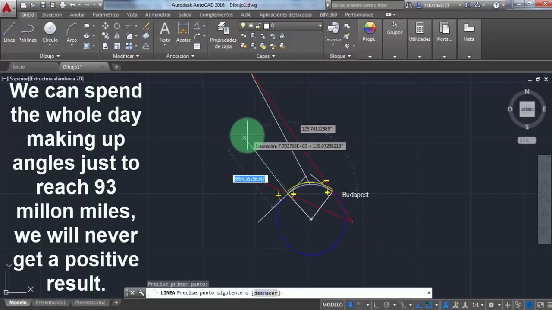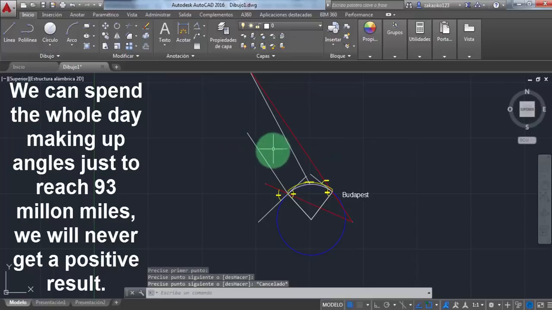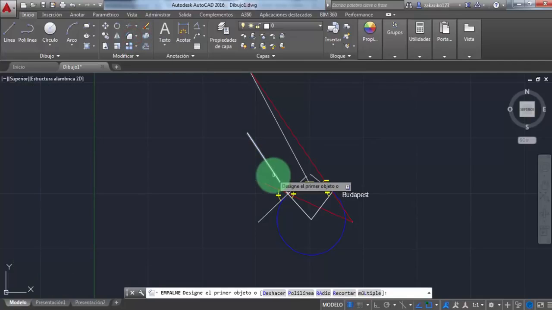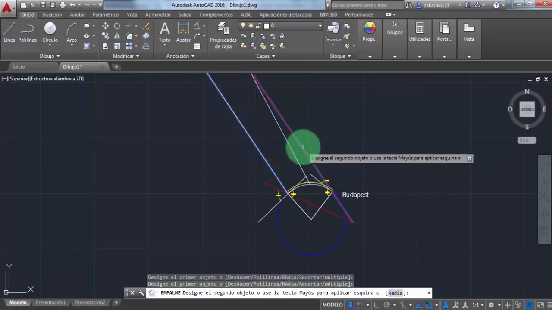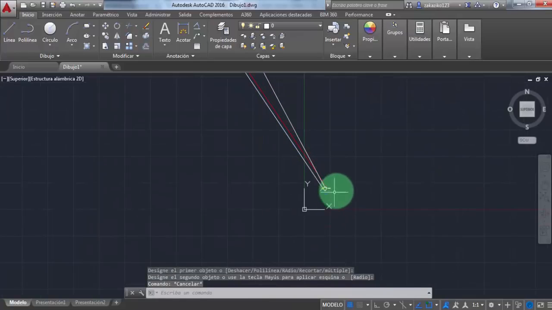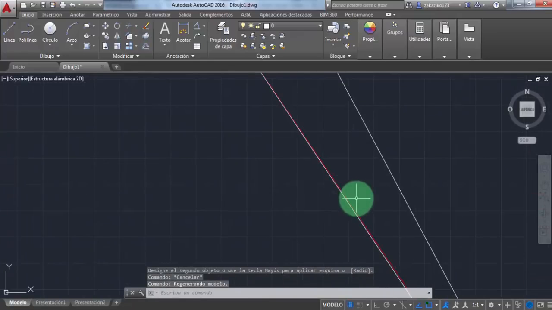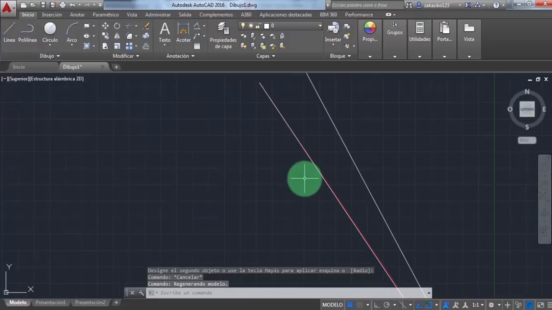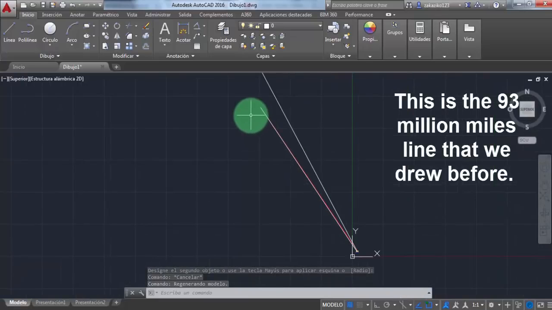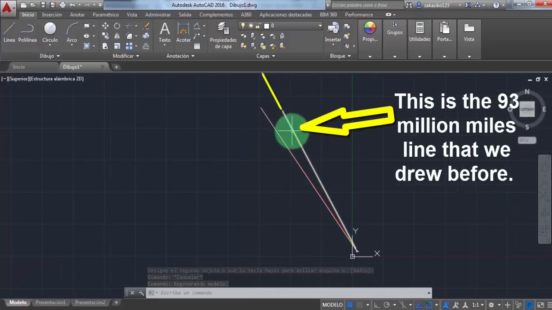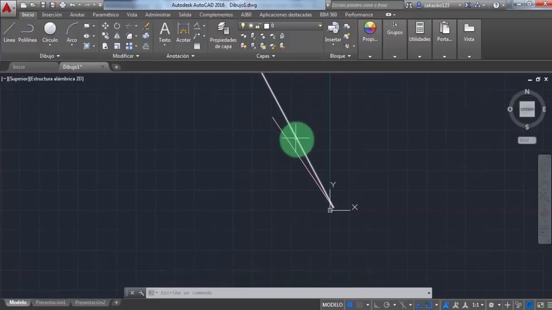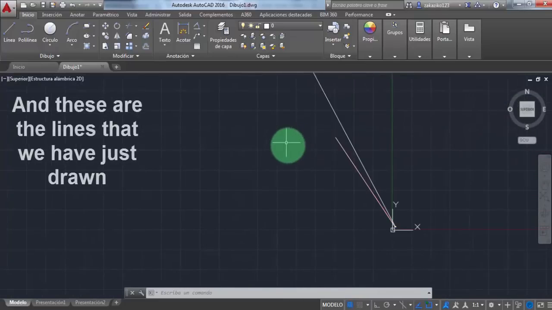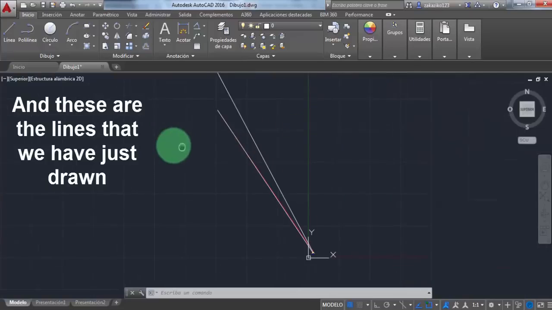We can spend the whole day making up angles just to reach 93 million miles. We will never get a positive result. This is another angle that I'm making up. It's almost parallel to the other one. Now let's see how far we are going to get. Please don't confuse this long line with the short ones. This is the 93 million miles line that we drew before. And these are the lines that we have just drawn.